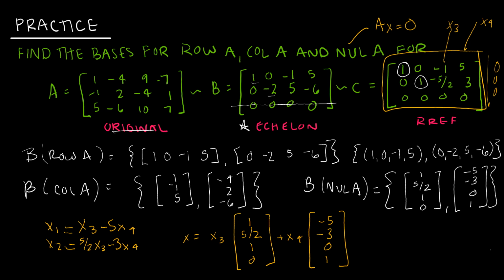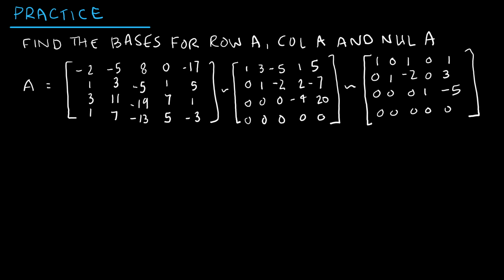So good job. That's putting together a lot of things that we already knew and a little bit that we didn't. Here's a practice for you to try. Again, I was nice enough to give you all 3 forms already. So I want you to find the bases for row A, column A, and null A. Press pause, try those questions. When you're ready, press play to see how you did.